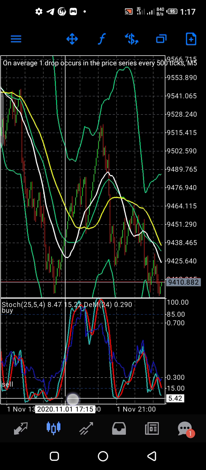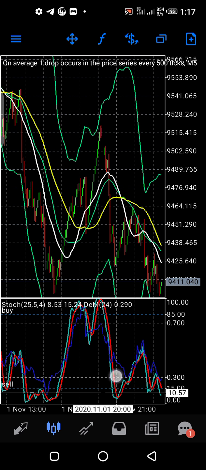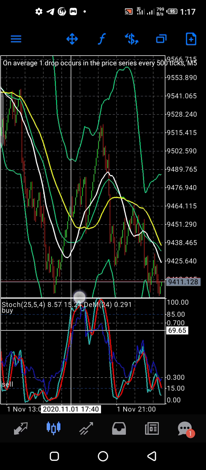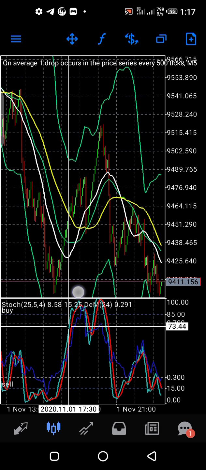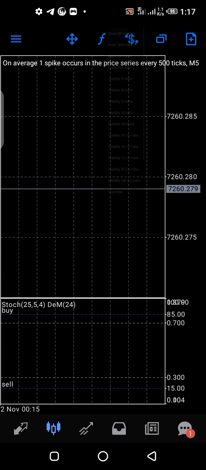As you can see here, it passed this 15 line here. It was going up. So when it crosses this 85 line, at that point, it's a go signal for you. Just place your trade. Now the opposite is for boom markets.